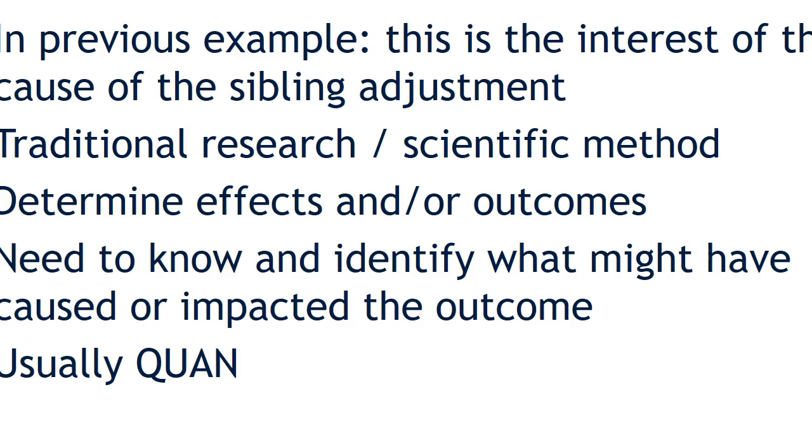Post-positivist. So in the previous example, this is the interest in the cause of sibling adjustment. And we're going to discuss these in more detail in the use of theory. This is very traditional research, the traditional scientific method. It determines the effects and or the outcomes of what we're doing. You need to identify what might have caused or impacted the outcome, such as how much attention the parents had to pay to the child with autism and how they weren't able to pay as much attention to the sibling.